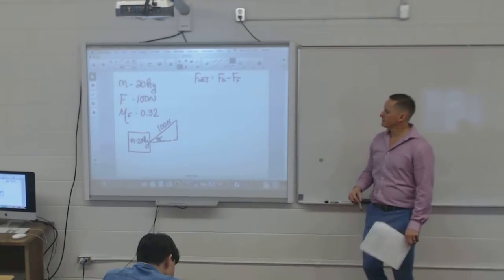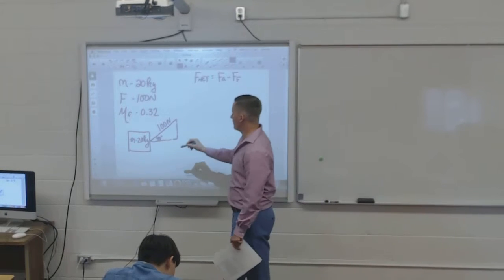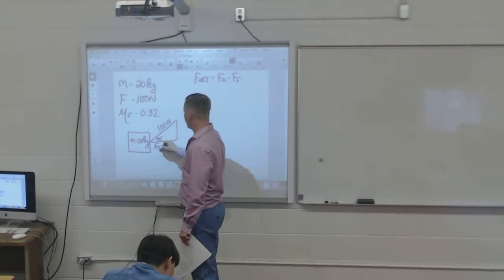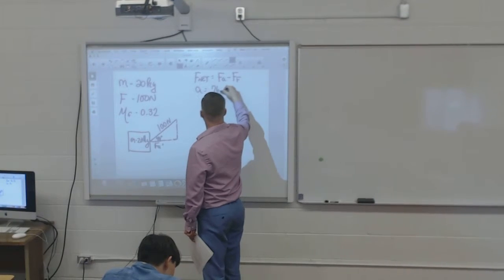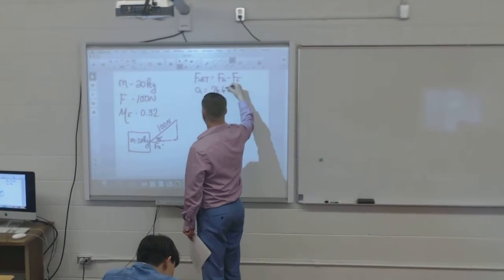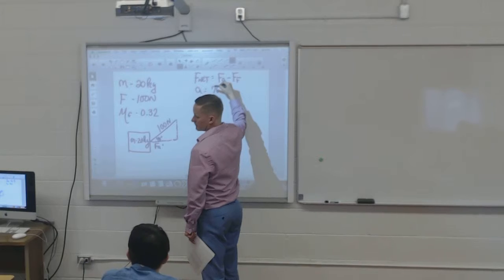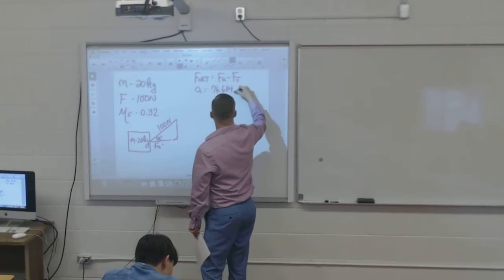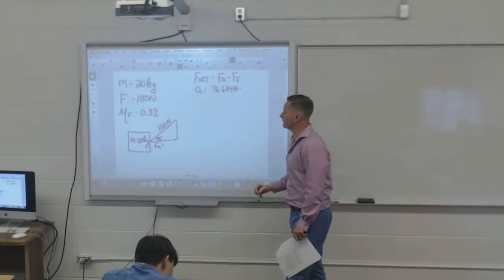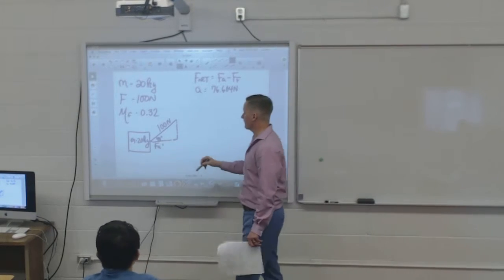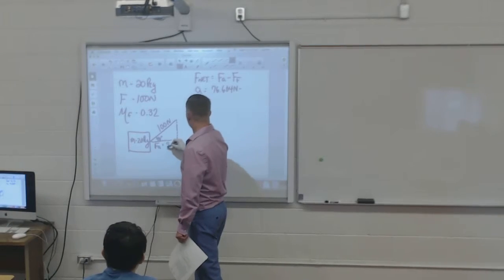So find your force applied first. 76.604. Thank you. 76.604 newtons minus my force of friction. Well, what's my force of friction? So here's an interesting one.